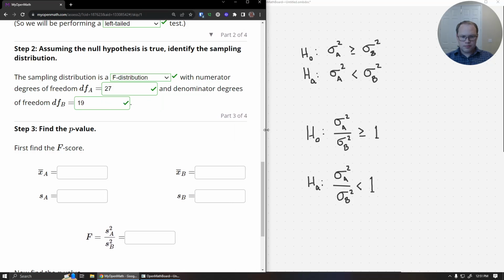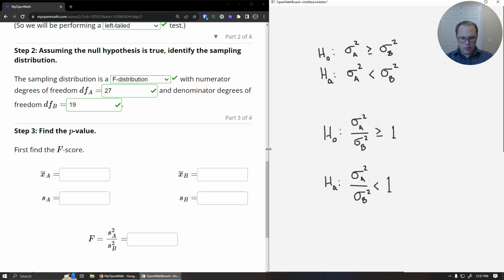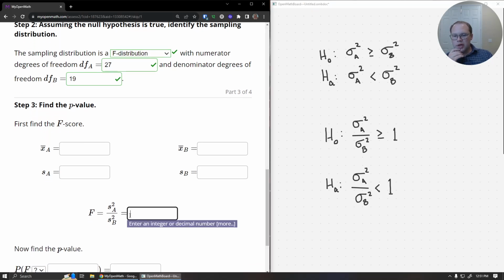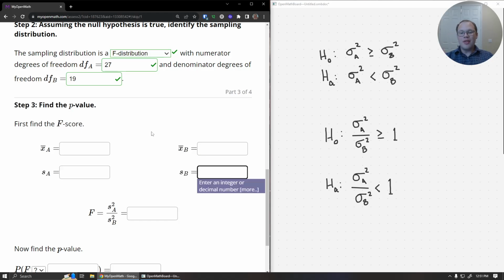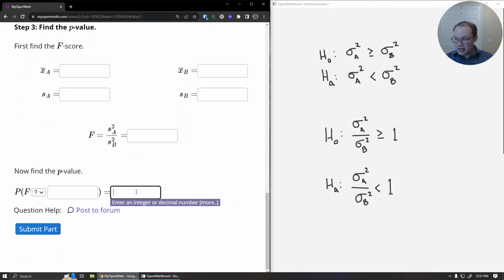Let me move this over just a little bit so we have room. We want to find the f-score. To calculate the f-score, we're going to need the sample standard deviation from the sample taken from population A and the sample standard deviation from the sample taken from population B. Calculating a sample standard deviation is a little bit involved, so we're first going to calculate the sample mean from both samples, then calculate the sample standard deviation, then use those to calculate the f-score. And then we can use the f-score to find the probability and the p-value.